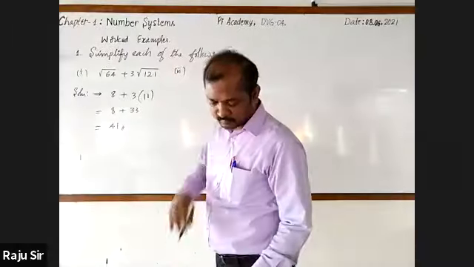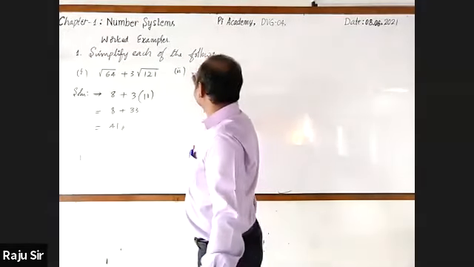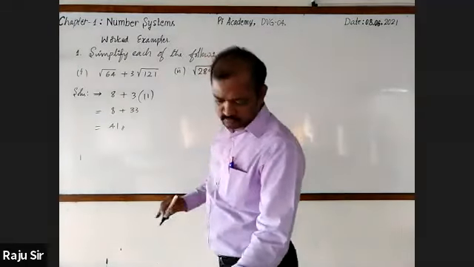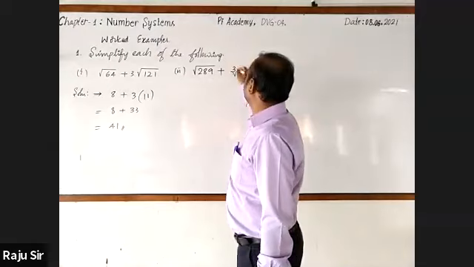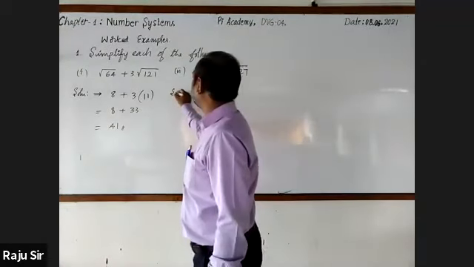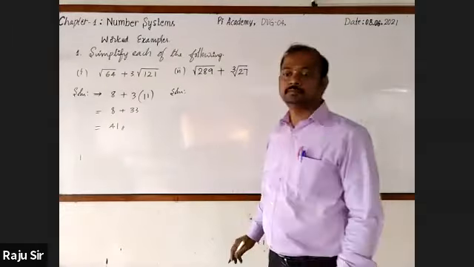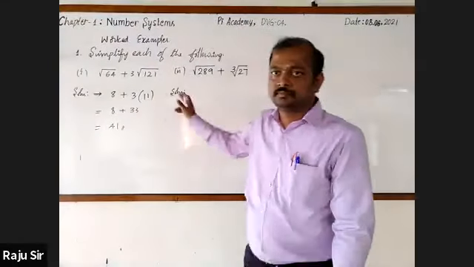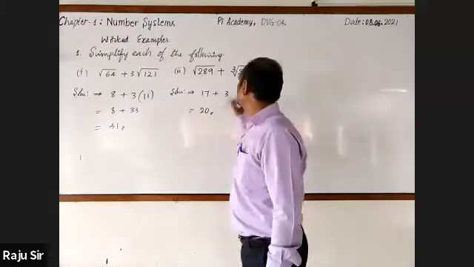Second, it is also very simple. Square root of 289 plus cube root of 27. Sir, answer 20. Wait. Ketan. Sir, square root of 289 is 17, and cube root of 27 is 3. 17 plus 3 is 20. Excellent. Good one.